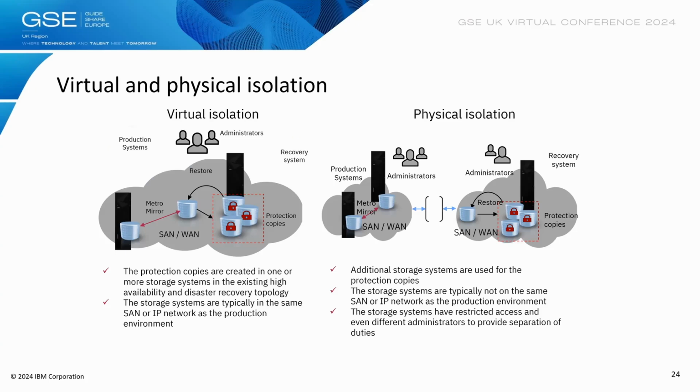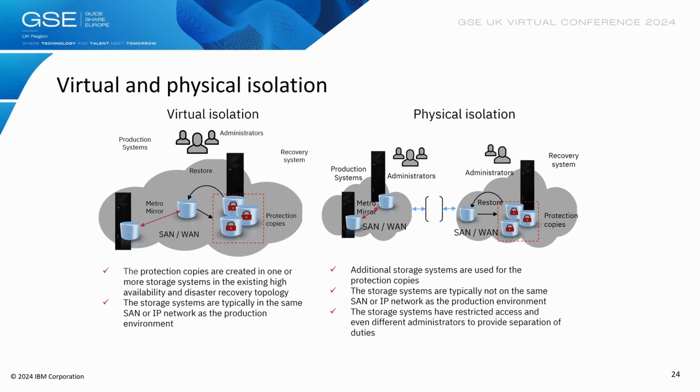Okay, another important concept here is that GDPS offers different topologies for LCP, and there are two main models that we are going to discuss here: virtual isolation versus physical isolation, also referred to as virtual air gap and physical air gap. These are also terms that you could see in the GDPS concept.